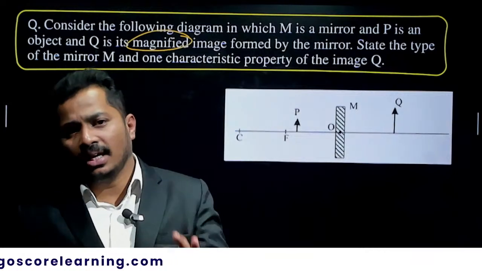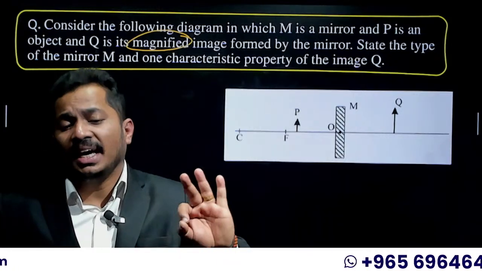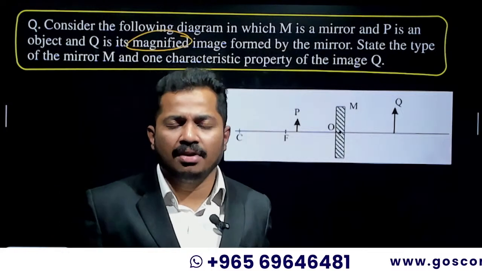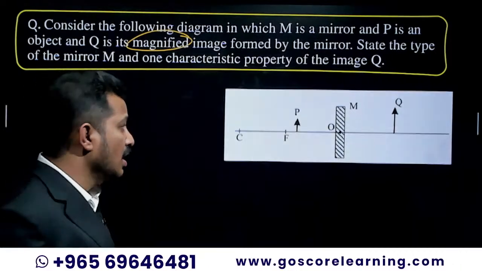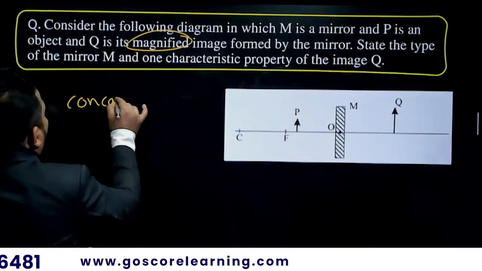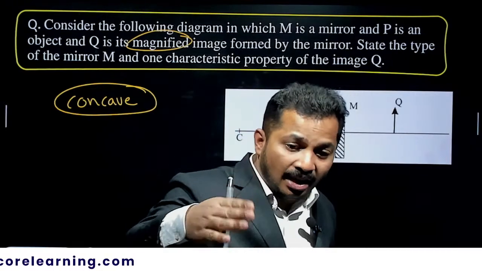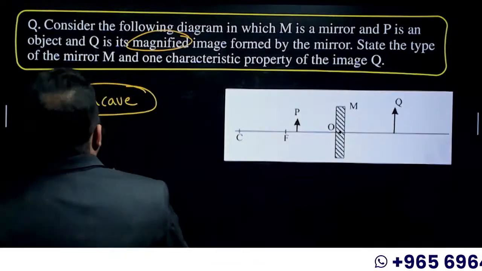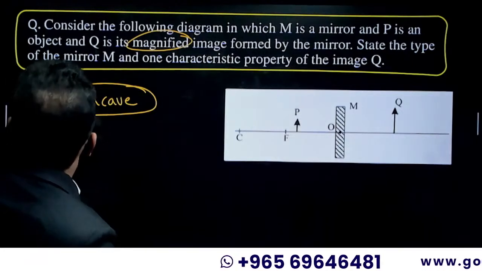You know that there is just one mirror which is capable of giving an enlarged image. What is the type of mirror which is capable of giving an enlarged image? This is just the concave mirror. Concave mirror is the only mirror which is capable of giving an enlarged image. So here M is concave.